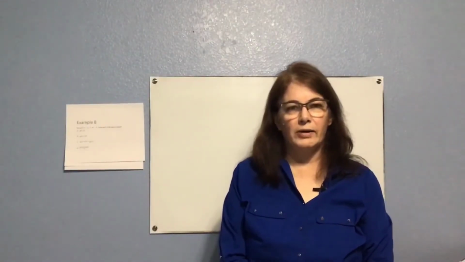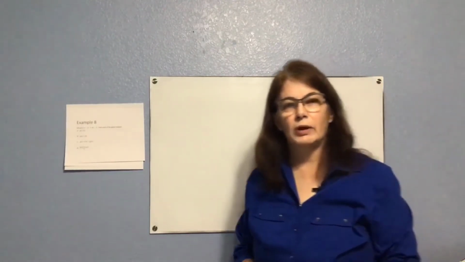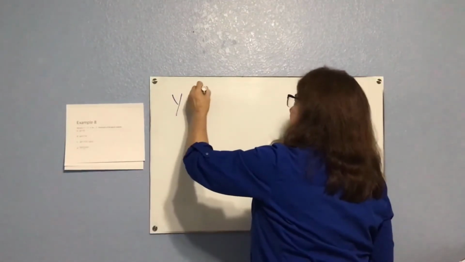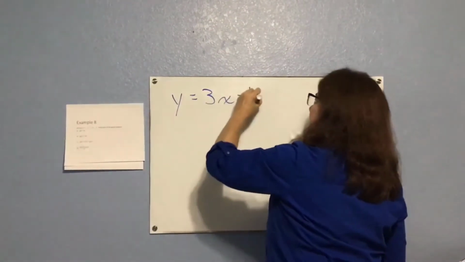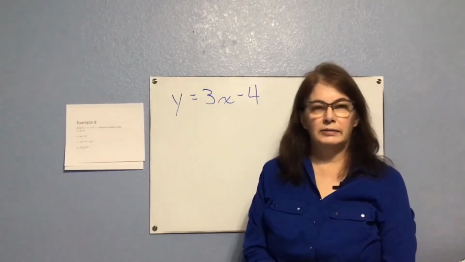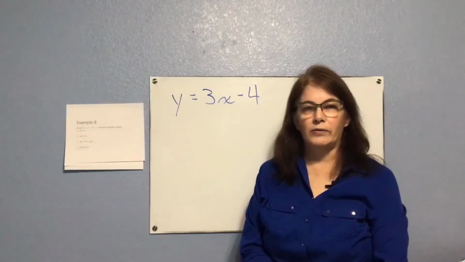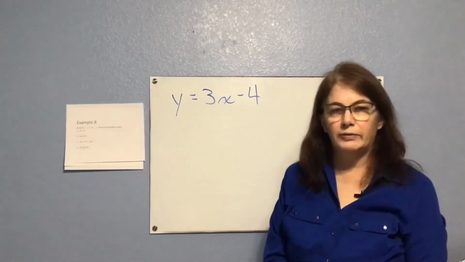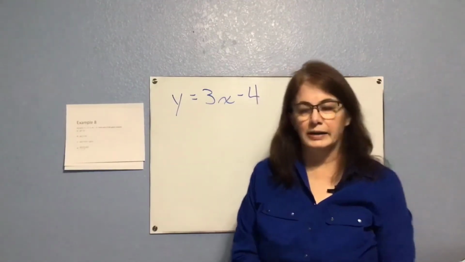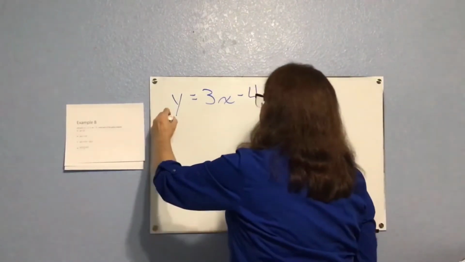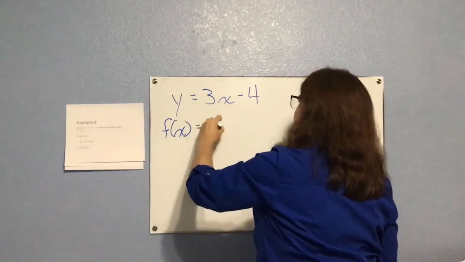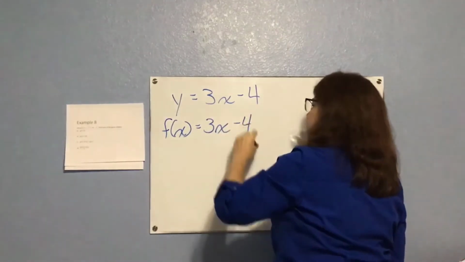When you first started out in algebra, we usually wrote an equation like this: y equals, let's say, 3x minus 4. But there's another way to write functions, and it's called function notation. For function notation, we simply replace the y with f of x. So this equation would be f of x equals 3x minus 4.